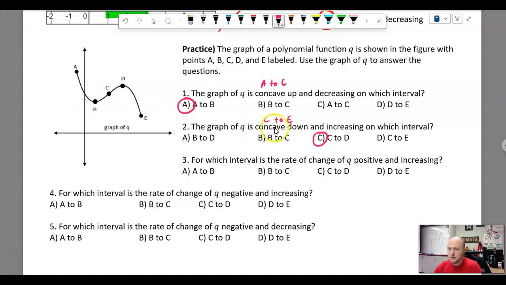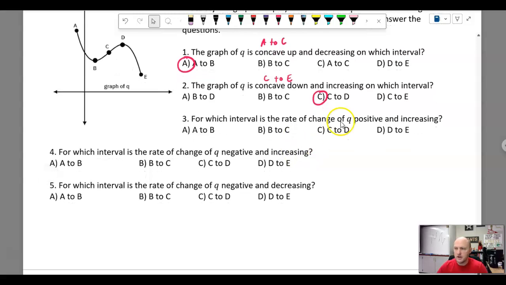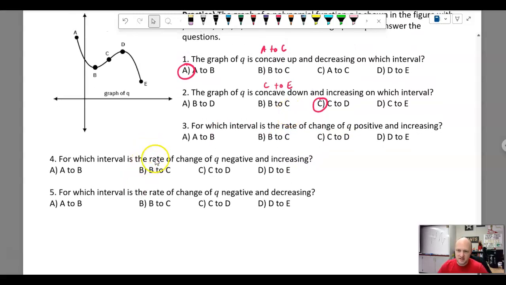Okay, number 2, concave down like a frown. C to E is concave down. And where are we increasing on that concave down interval? Well, C to D. So answer is C. Okay? All right, now we're going to change this language to be about rate of change. So please pause me, try these next 3, and then we'll talk through the answers.